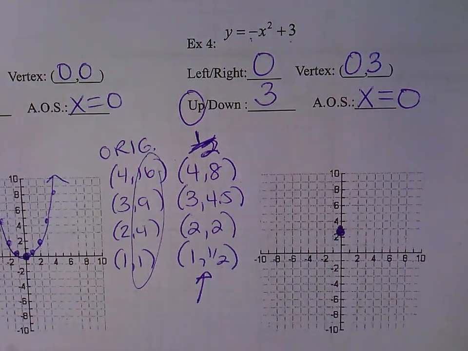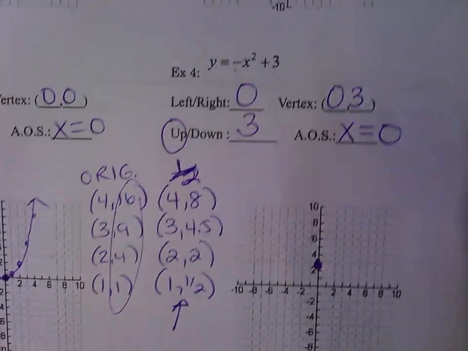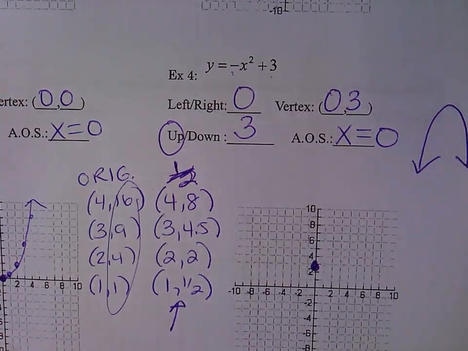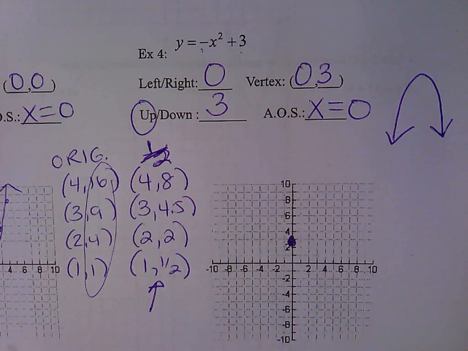What does the negative do? It makes my parabola open upside down. So I'm going to do the original parent function.